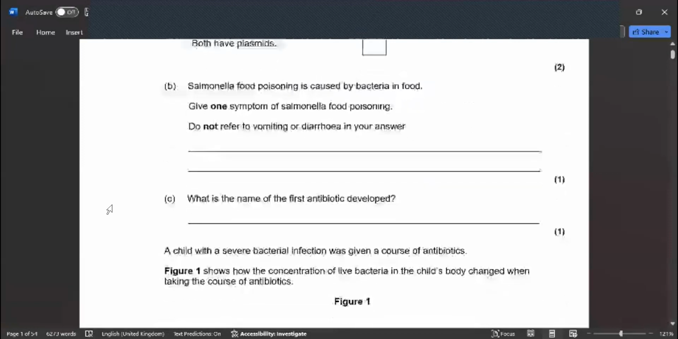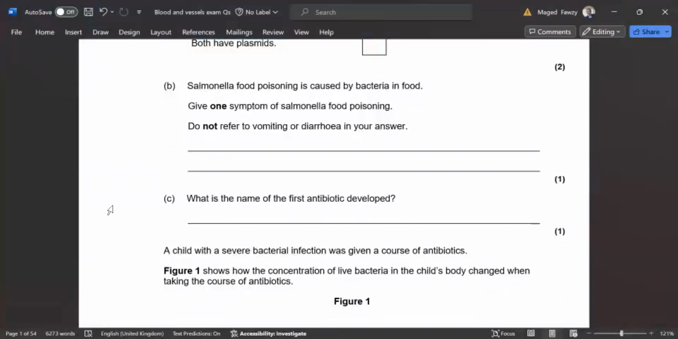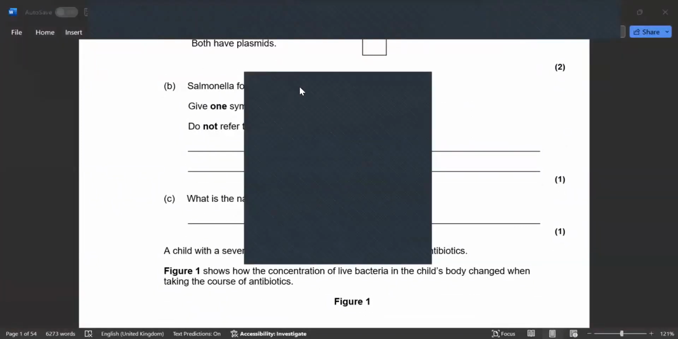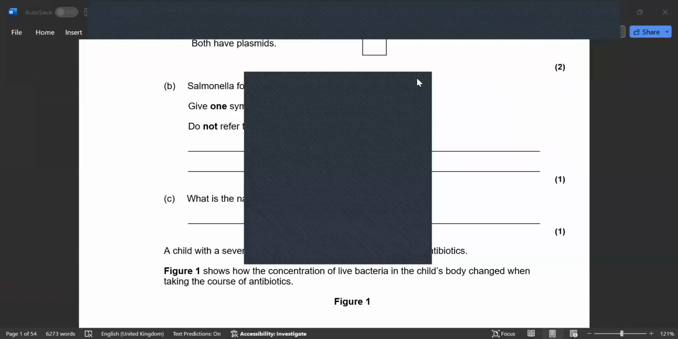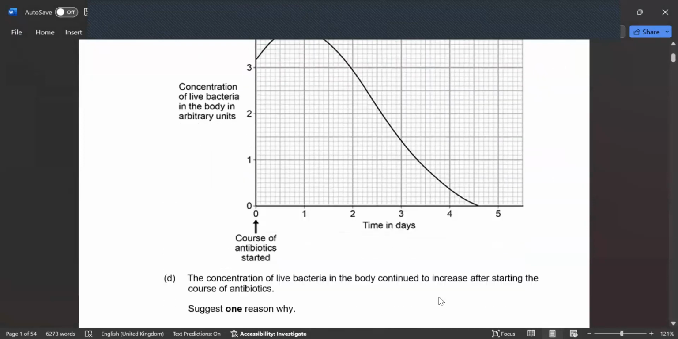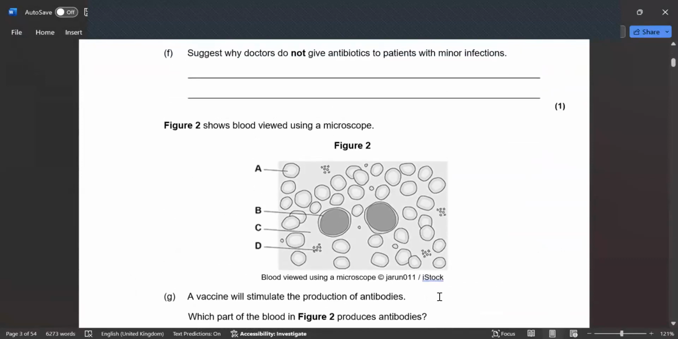Salmonella food poisoning is caused by bacteria in food. Give one symptom of salmonella food poisoning. We don't refer to vomiting or diarrhea in your answer. Any other symptoms? Nausea is perfect. What is the name of the first antibiotic developed? Penicillin, perfect. So Sumaya and Sophie are stars today. Ryan and Rakan as well answered a lot of questions. Let's go to the next one. Yeah, we need to answer this question.